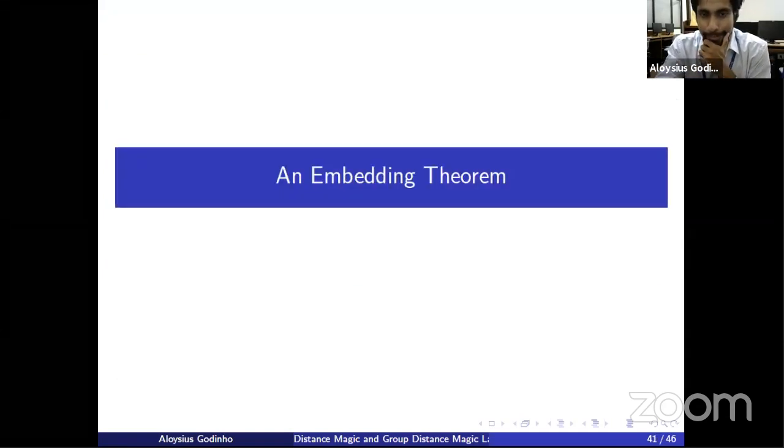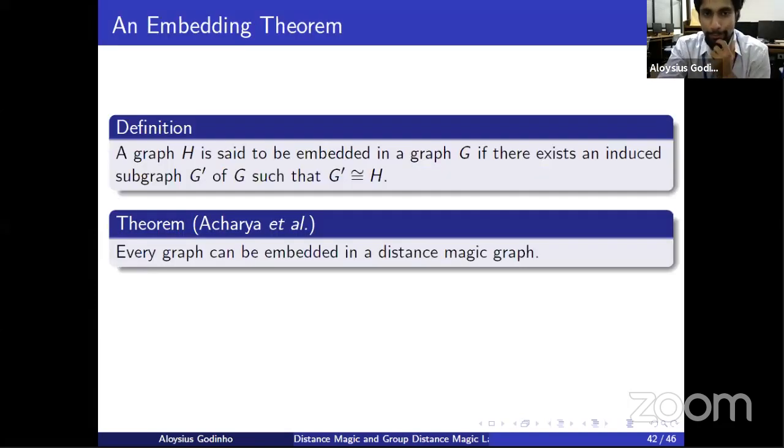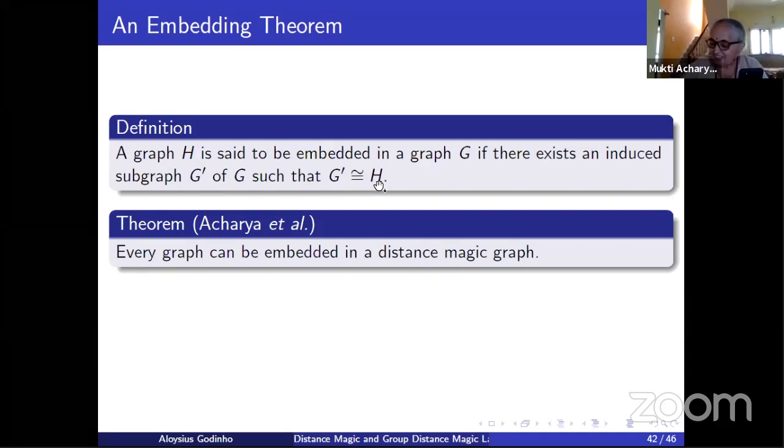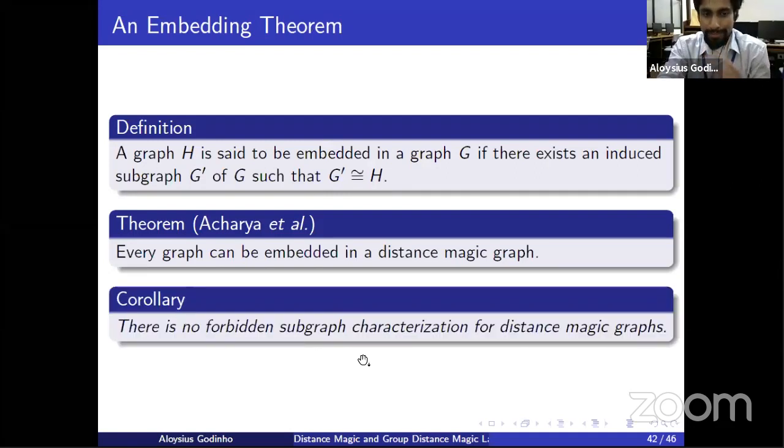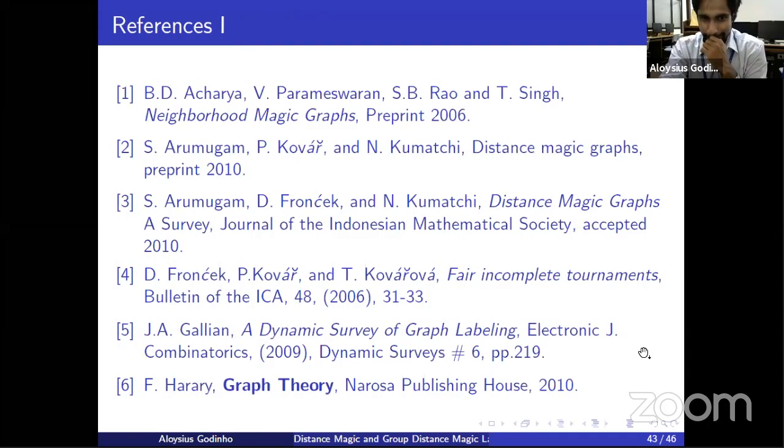I'll end with a theorem proved by B.D. Acharya. He proved an embedding theorem that says that every graph can be embedded as a distance magic graph. A graph H can be embedded in a graph G if there exists an induced subgraph G prime of G such that G prime is isomorphic to H. So every graph can be embedded in a distance magic graph, and based on that, we can show that there are no forbidden subgraph characterizations for distance magic graphs. So I think I'll end with that.